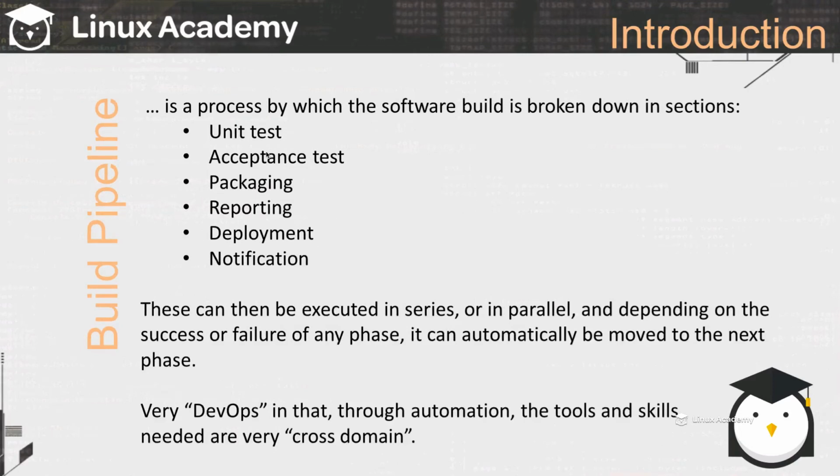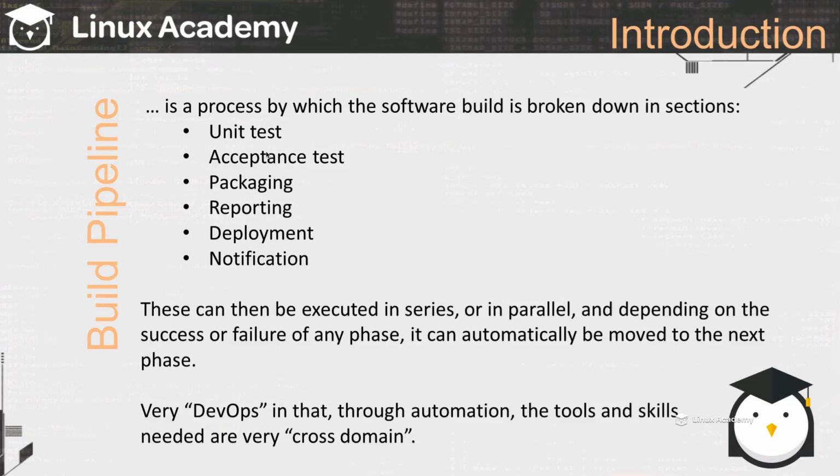So what is a build pipeline? It's a process by which the software build is broken down in sections. Unit testing, acceptance testing, packaging, reporting, deployment, and notification. These are then executed either in a series or in parallel. In other words, there are multiple phases that can be done at the same time. And then depending on the success or failure of that phase, it can automatically be moved to the next phase. All of this is very DevOps.